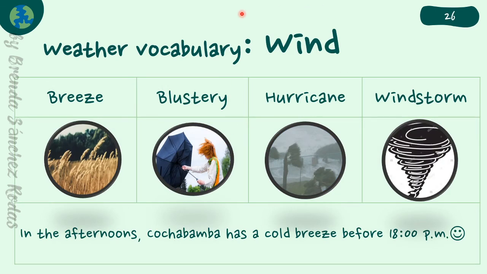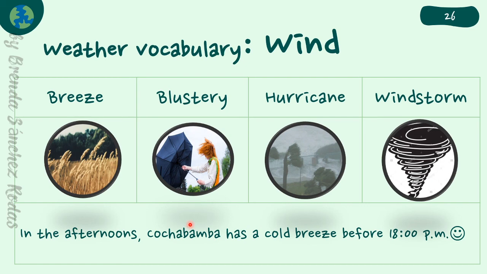Okay, so let's see wind. For example, breeze is a really soft wind, like you feel wind, but it's not really strong. It's the opposite of blustery. Blustery is a really strong wind, like you see in the image. It's taking her umbrella. We have the hurricane, so it's strong and it's also with rain. And we have the windstorm, and this is the strongest one. So for example, in the afternoons, Cochabamba has a cold breeze before 18 p.m. So we have a really soft wind before 18 p.m.